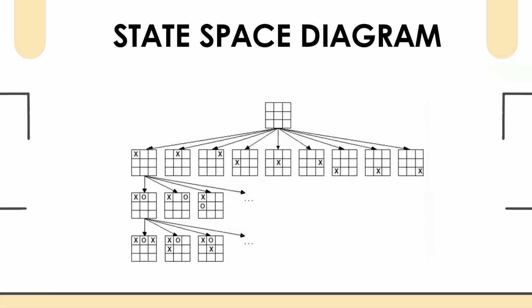This is the state space diagram. It's impossible to represent all of the possible states in a single frame. So this is just a subset of all the states. We can see there are about 9 different states possible in the first depth itself. So this is just a subset of how our entire state space diagram might look.